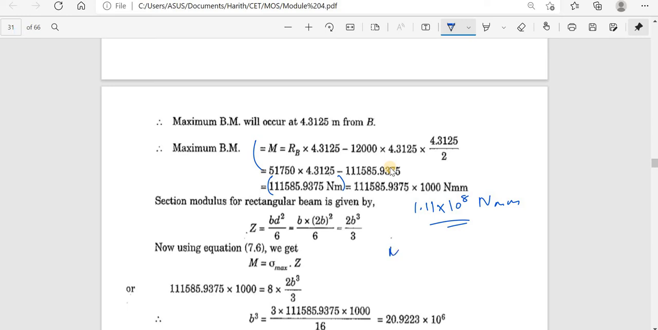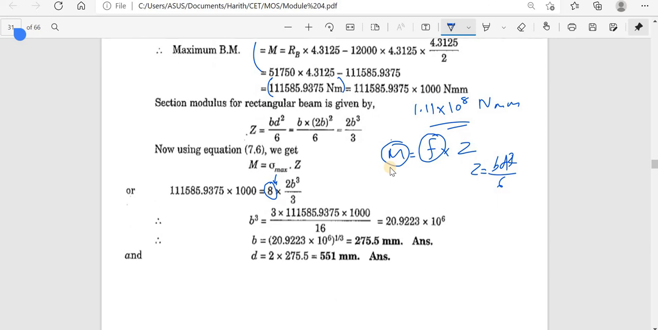Now we have M equal to F into Z. M I have, and F is given in the question as 8. Z we have found out: Z is equal to b d cube by 12 divided by d by 2, that is b d square by 6. And we know that d is equal to 2 times b. By substituting this, we can first find b.